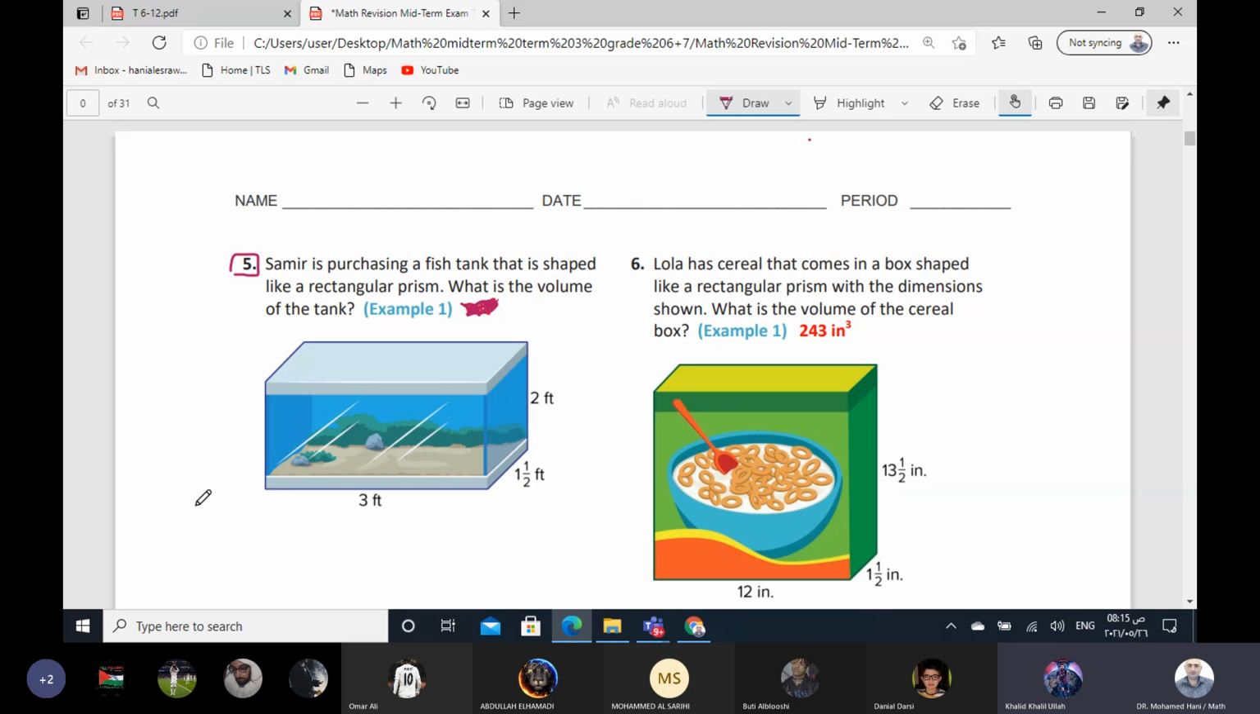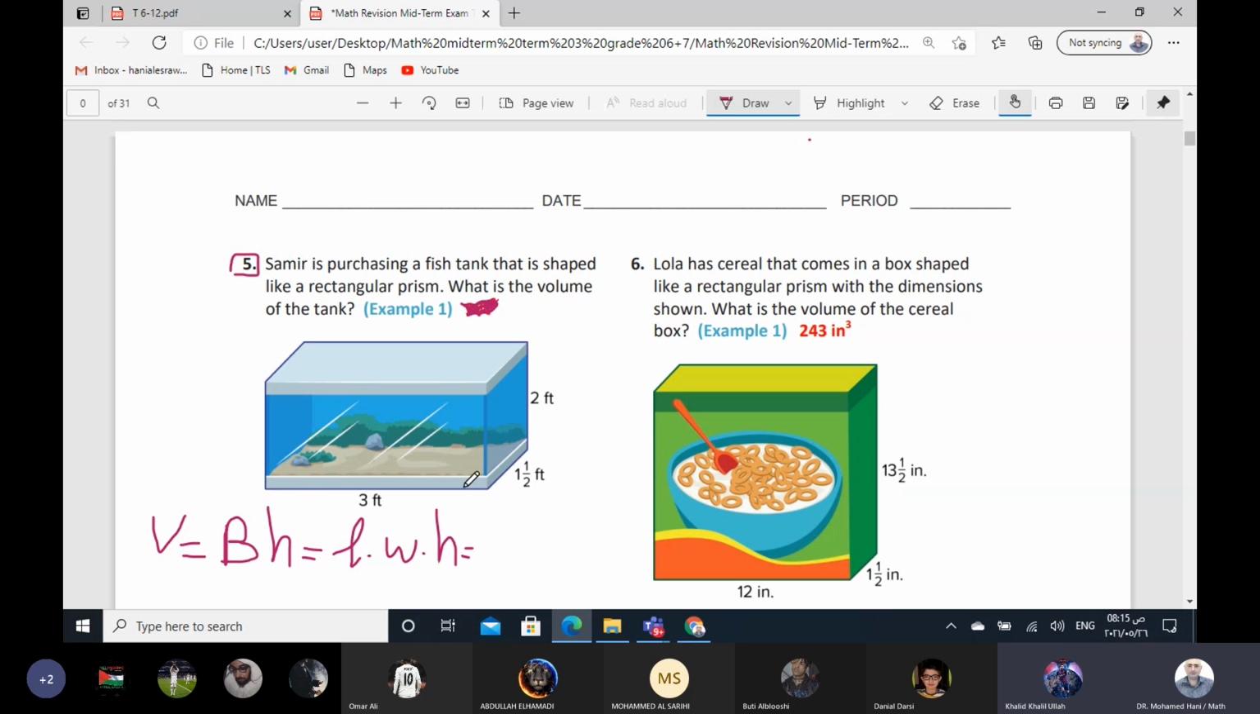How to solve it? The rule of the volume: the area of the base multiplied by height, or we can write the rule as length times width times height. The same idea.